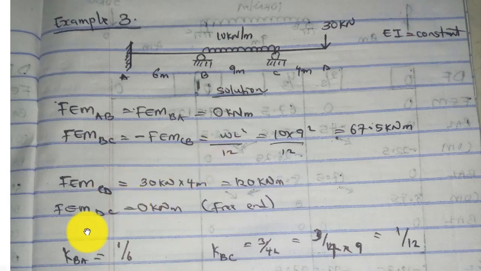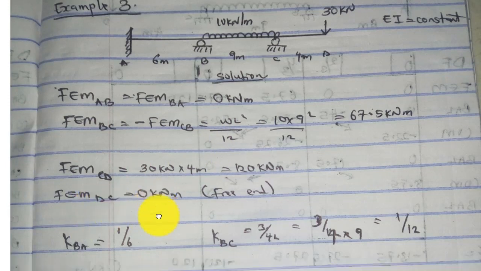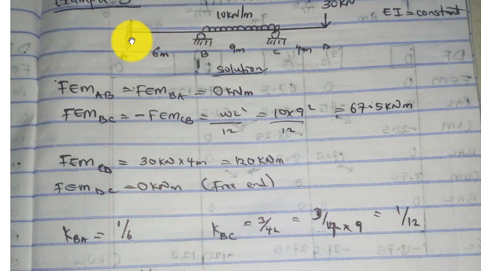Okay, now that we are done with the fixed element, the next thing is what? Calculate the stiffness. And I told you, when you want to calculate stiffness, you don't stand at the end, you go inside. So you have KBA, you will not say KAB, because you can get confused. If you are very sure of yourself, you can look at it from any side, but it's better to come inside.